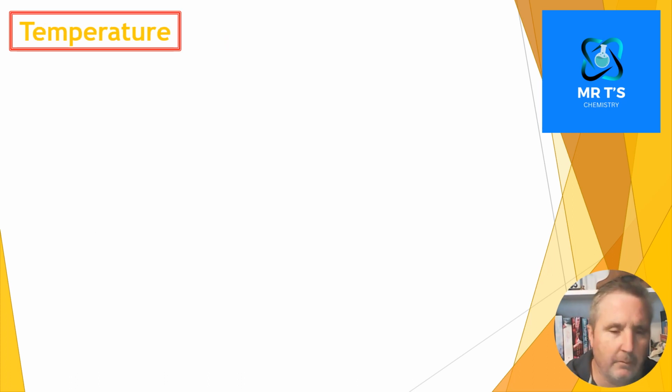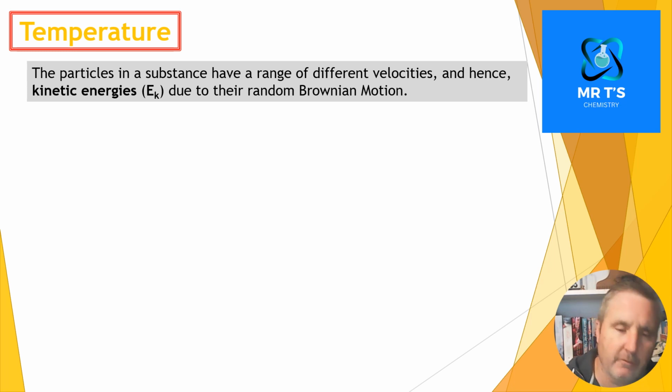Okay, so what is temperature? Well, remember the particles in a substance have a range of different velocities, or kinetic energies, because velocity is directly related to kinetic energy, due to their Brownian motion. Remember we talked about the pollen moving on the top of a liquid. If you think of someone playing pool or snooker, and they were to break the pool balls or hit the white ball into the triangle of balls, then all the balls would bounce off and hit each other, and they would be going at different velocities. That's essentially what Brownian motion is inside a substance. So all the particles are moving at different velocities.